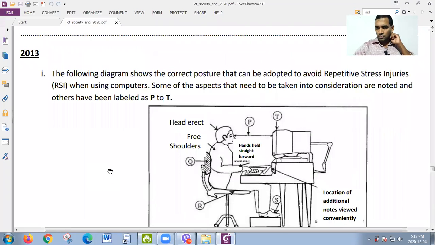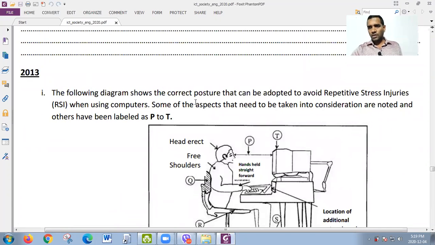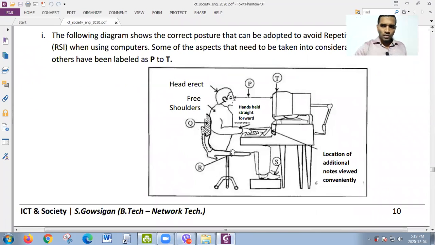Okay, 2013. The following diagram shows the correct posture that can be adopted to avoid RSI when using computers. Some of the aspects that need to be taken into consideration are noted, and others have been labeled as P2. Have you understood? So the things which have to be focused on to avoid RSI are labeled, but some of the labels have been given names, but some of them are not, right?